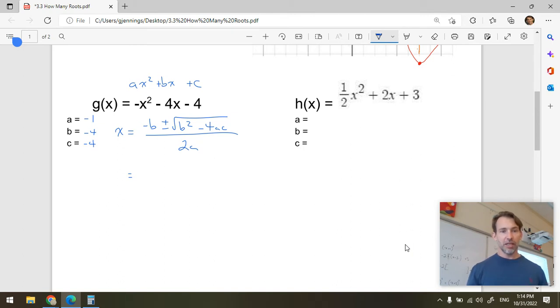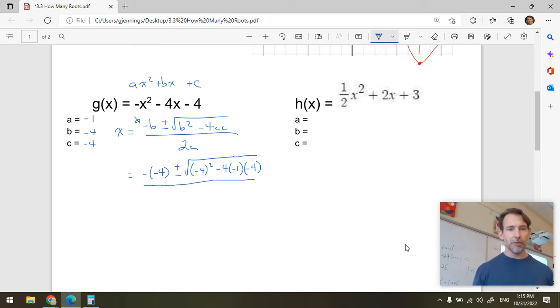So we're going to find a negative b is negative 4, just substituting in here for b. And plus b squared will be negative 4 squared minus 4 times a, which is negative 1, times c, which is negative 4. Notice that when I substitute in for a and c, I always put those into brackets to remind myself to multiply. All over 2a. So this is 2 multiplied by negative 1. Okay, and now simplify, just evaluate.